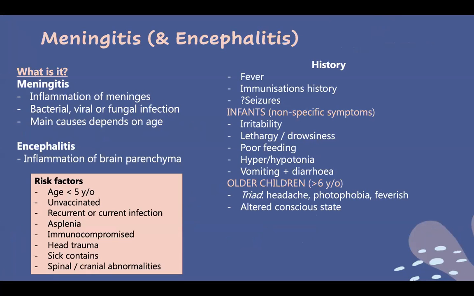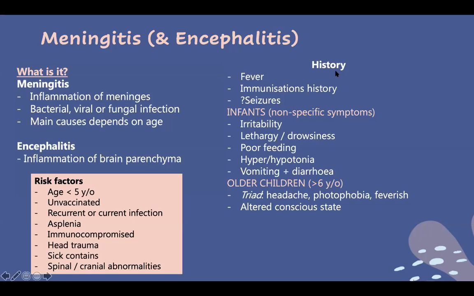So some of the risk factors in children particularly include very young children, unvaccinated children, so those not vaccinated to Hib, recurrent or even current infection, for example, otitis media may make its way to the meninges. Asplenia, because we know that if you don't have a spleen, you're more likely at risk of infections from the encapsulated organisms. If you're immunocompromised, head trauma, if you've had sick contacts, and if you have cranial abnormalities.